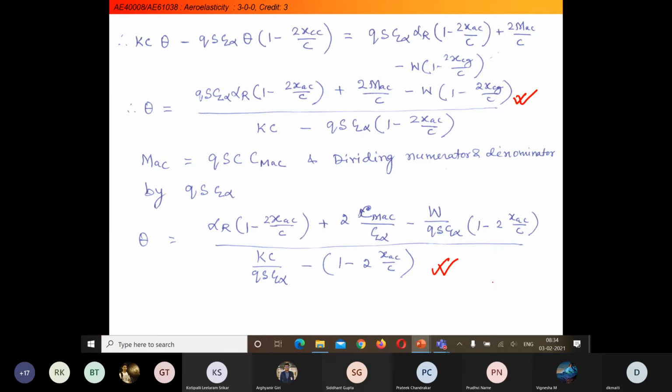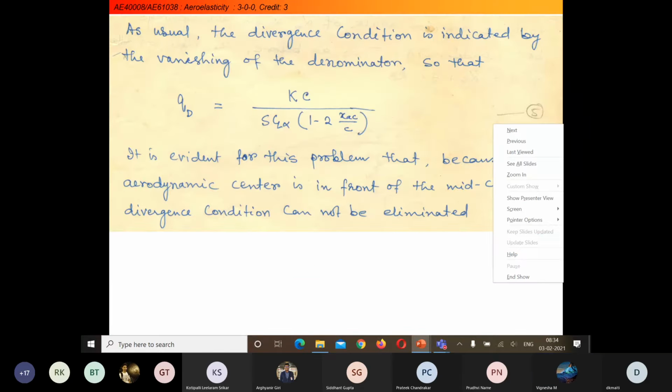Okay. As usual, the divergence condition is indicated by the vanishing of the denominator, so that QD can be calculated. QD, the divergence dynamic pressure, is equal to K theta by S C L alpha multiplied by 1 minus 2 into XAC by C. It is evident for this problem that because the aerodynamic center is in front of the mid chord, the divergence condition cannot be eliminated.